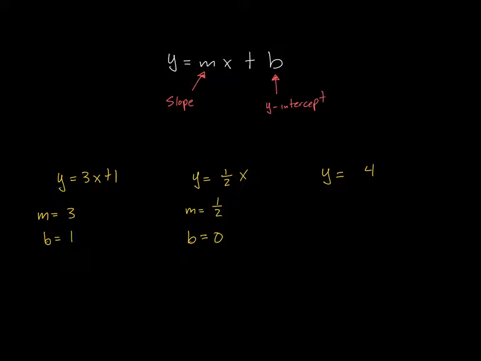Now, for the last one, in this case, you don't have an x. You only have a regular number, a constant. Whenever you have a number by itself, you automatically know that that's going to be your y-intercept. So we're going to call that b. So we know that b is going to be equal to 4, and your slope is going to be 0. Because 0 times x gives you 0.